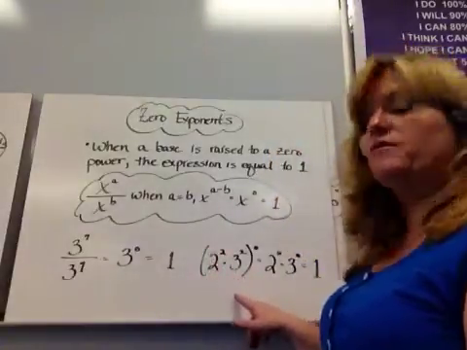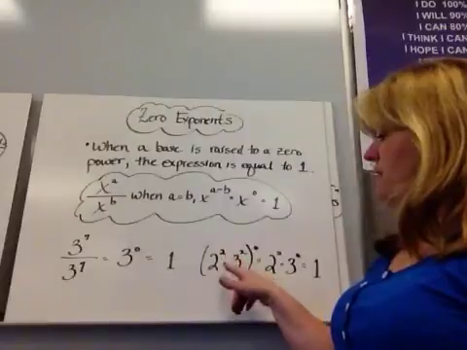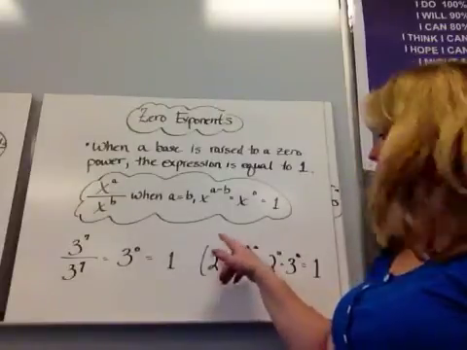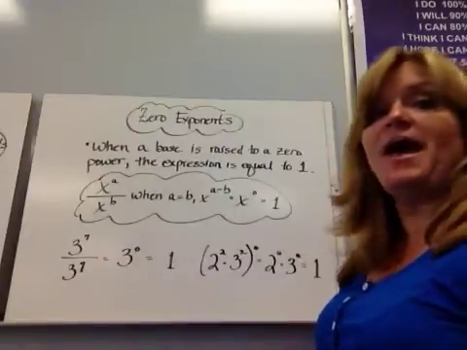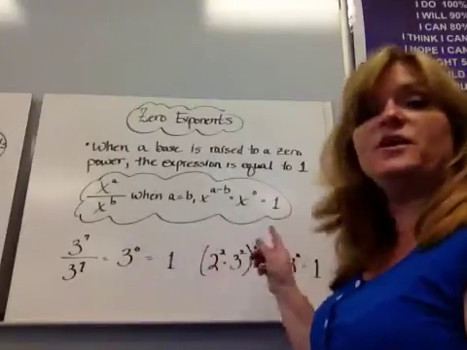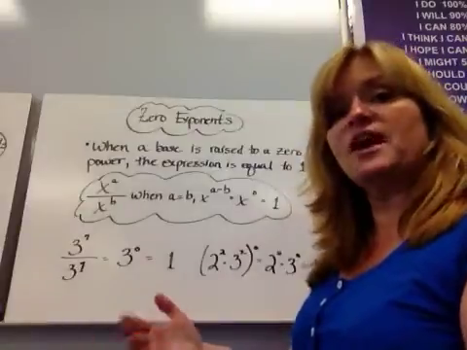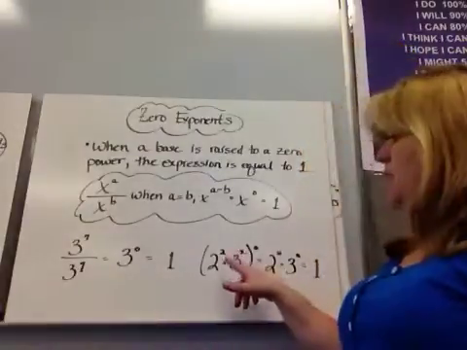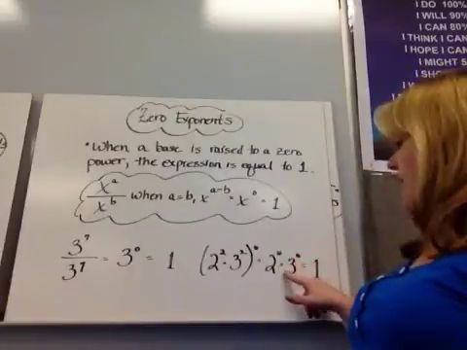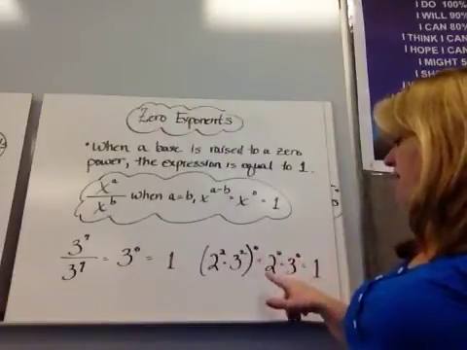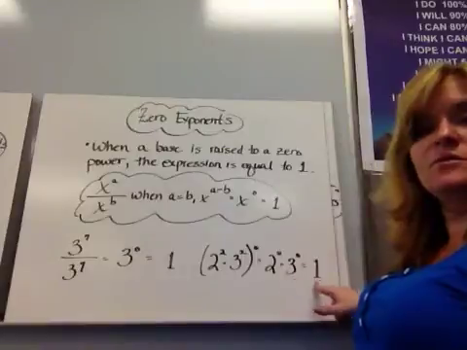Here's one that's a little bit more involved. I have 2 squared times 3 squared, different bases, all raised to the 0 power. Well, really, right off the bat, I could say, if that whole thing is raised to the 0, the whole thing's 1. But let's go through to see why that is. If I did power to the power, that would be 2 to the 0 times 3 to the 0. And then I have 1 times 1, so it comes out to be 1.